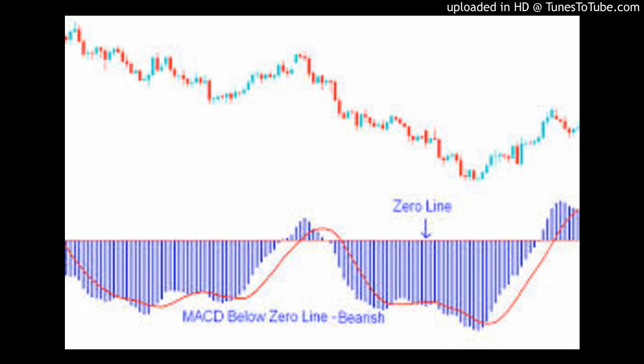And incidentally, I could have done the same thing under the histogram here. I didn't draw that, but you can see just by eyeballing it, we had a low on the histogram preceded by a higher low, which provided actually a little extra clarity to the line that I did draw.